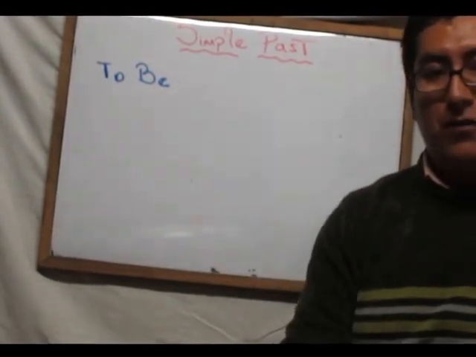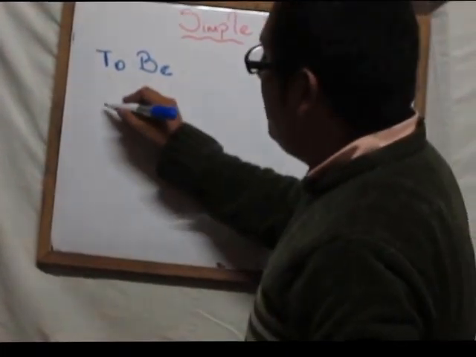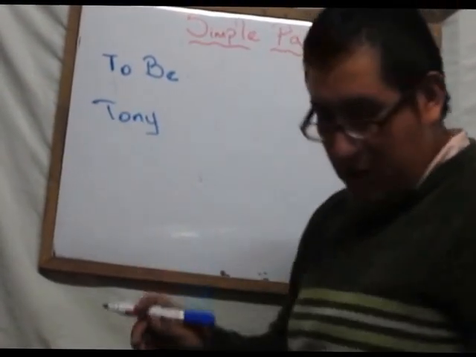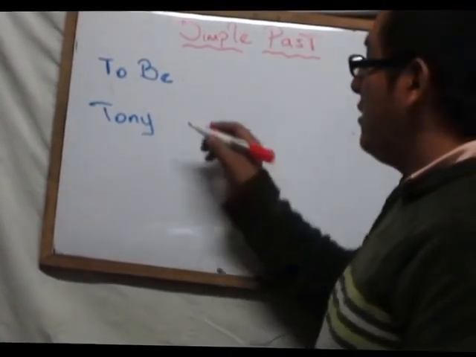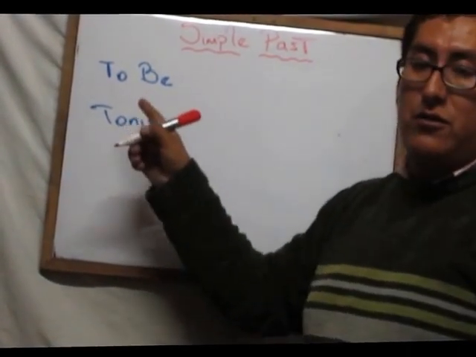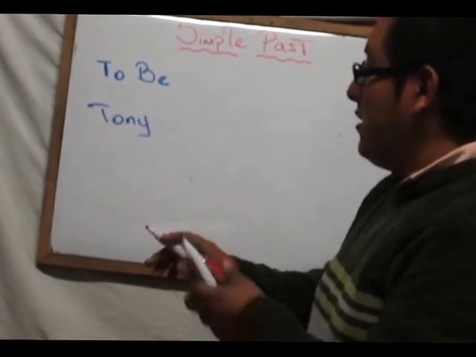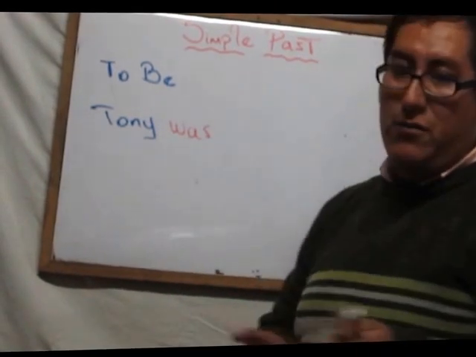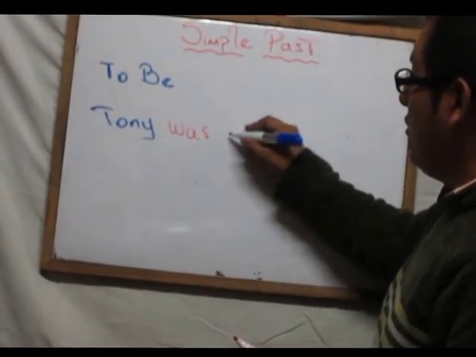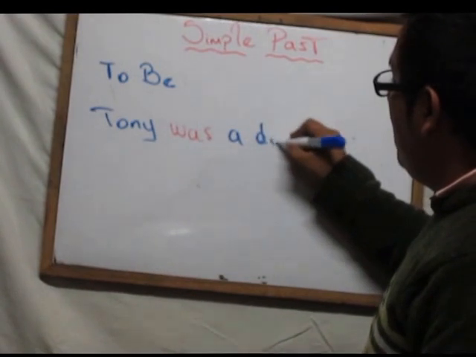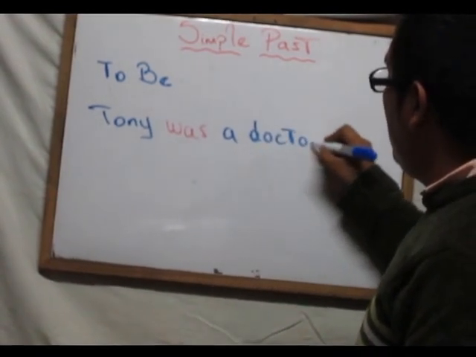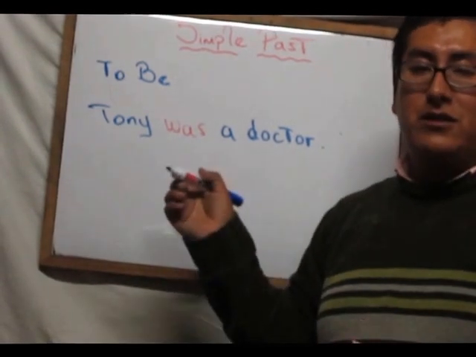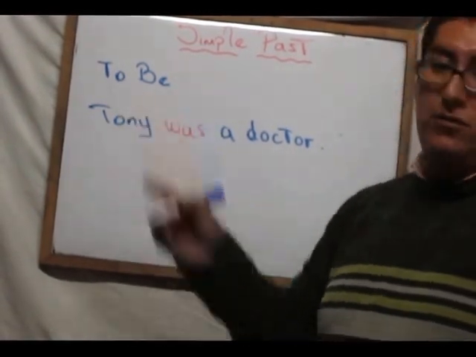Let me put an example. For example, you say Tony was a doctor. Tony was. And this is the sentence in simple past using to be.